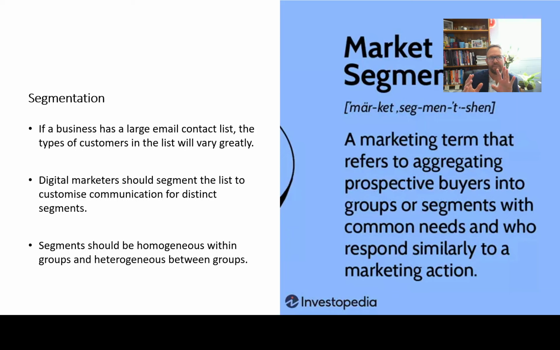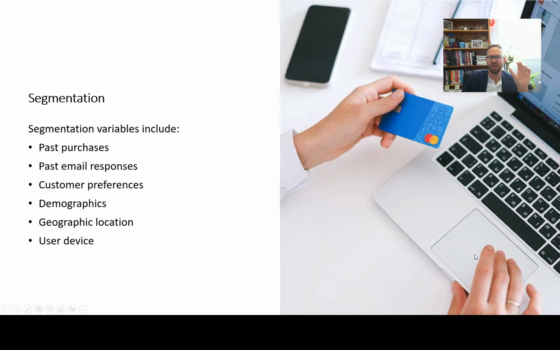So for segments to work, segments have to be different from each other as well. So I've got a little thingy here from Investopedia. Market segmentation is a marketing term that refers to aggregating prospective buyers into groups or segments with common needs to respond similarly to a market action. All right, and that's one way that we can deal with big email lists.